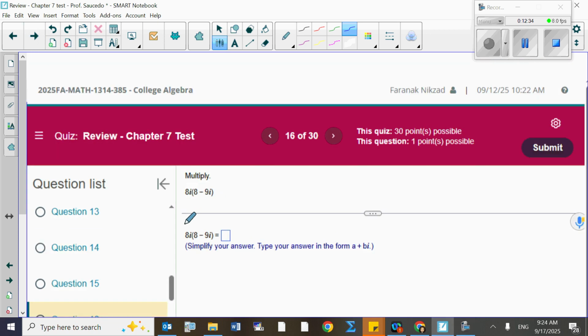Okay, now we want to multiply these two. Just distribute. 8i times 8 is 64i. 8i times negative 9i will be negative 72 times i squared. Now, I know i squared is negative 1. Negative 1 times negative 72 makes it positive 72. And I have a 64i. So this is my answer.